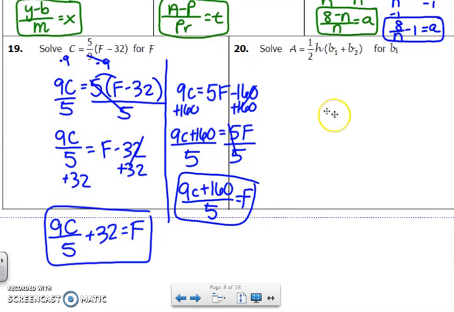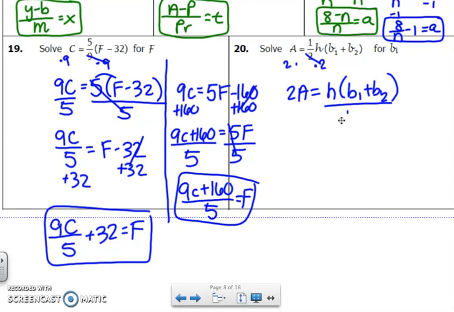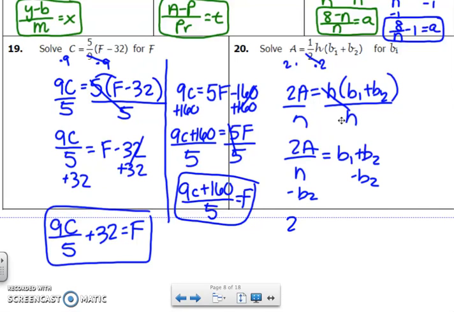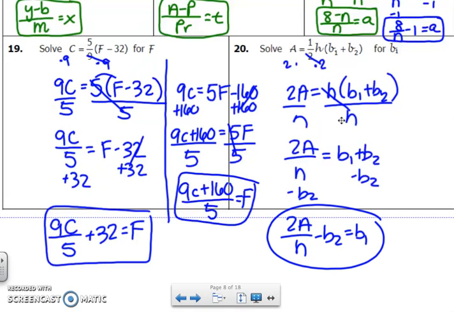All right, on 20, I'm going to get rid of that fraction first by timesing by 2, timesing by 2. So I would get 2a equals h parentheses b1 plus b2. Same thing, I can either divide by h or distribute it. I'm going to divide by h and get 2a over h equals b1 plus b2. And since I'm solving for b1, I'm going to subtract b2. So 2a over h minus b2 equals b1.